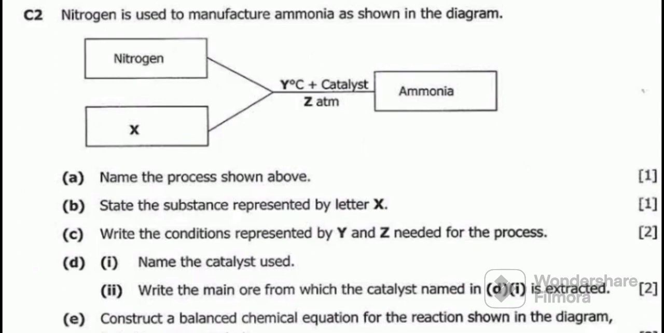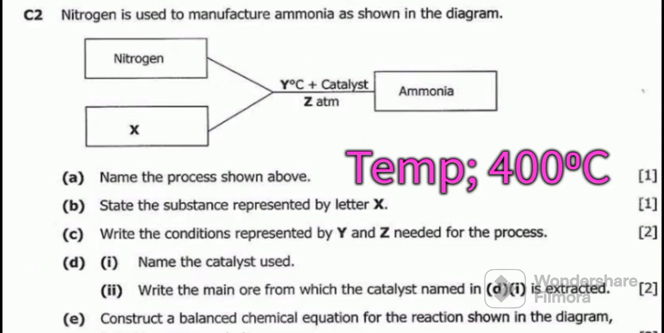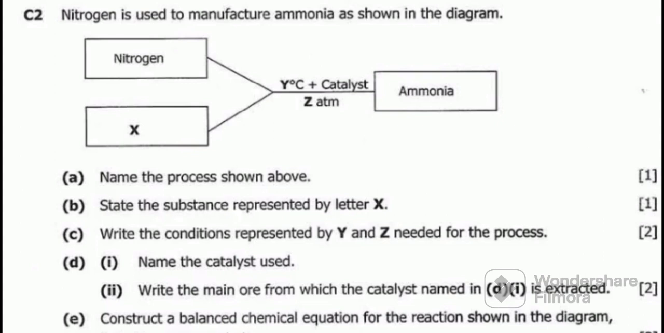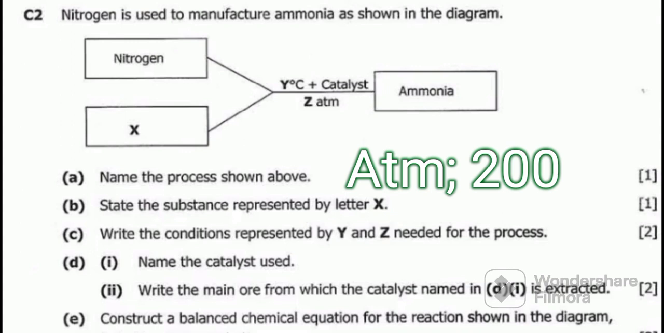They follow a range of answers, but I will go for 400 degrees Celsius. The temperature should be 400 degrees Celsius, but in some books you will find 350 degrees Celsius. And Z, the atmospheric pressure, is 200 atm.